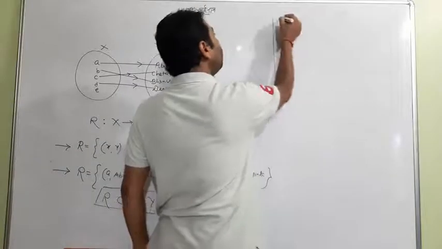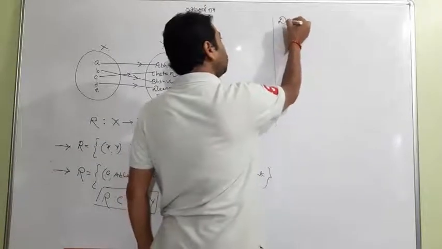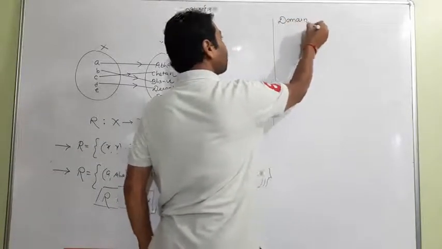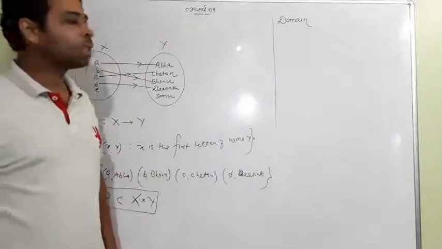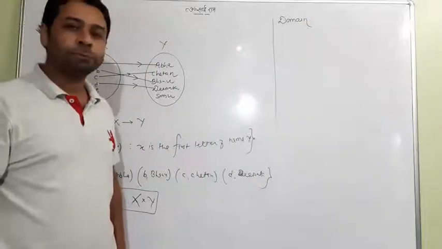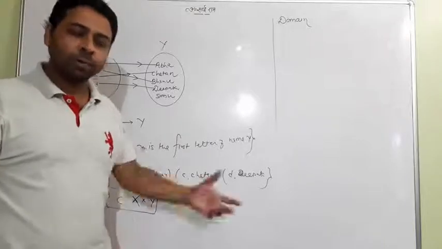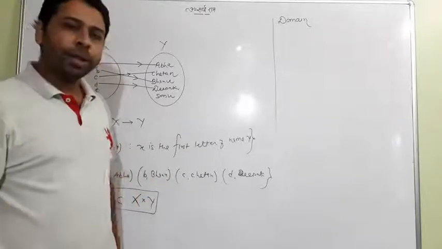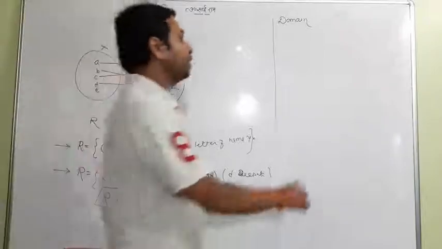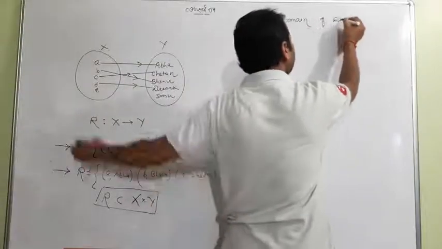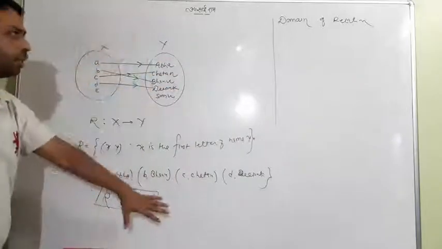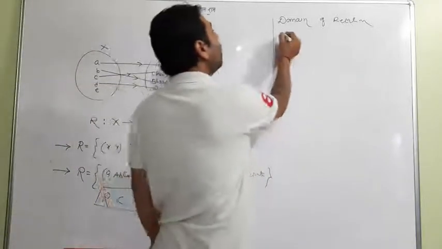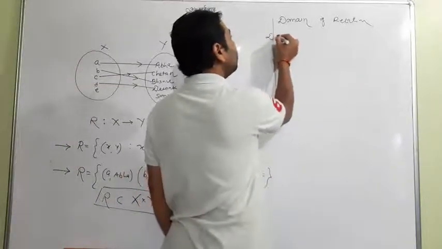The two important terminology I am telling you: the domain. This is very important terminology, because this word is going to be fruitful to you in class 12th also. So domain is a very good word. What is the domain of a relation, which I defined here? Look at the definition.